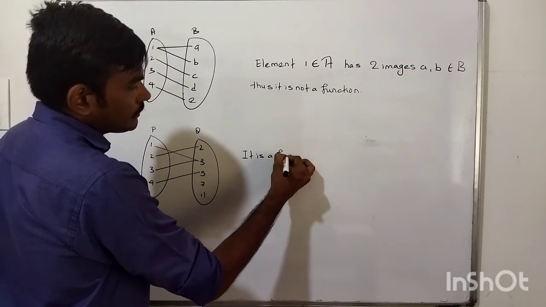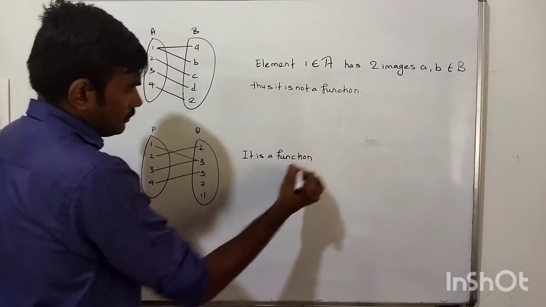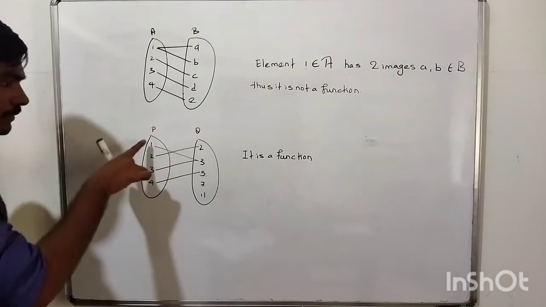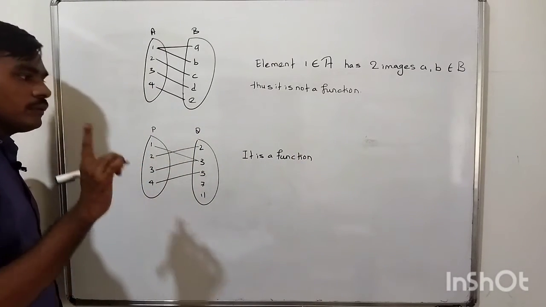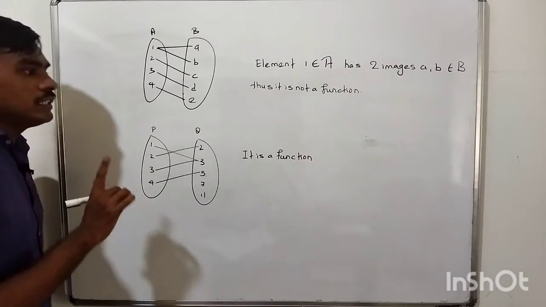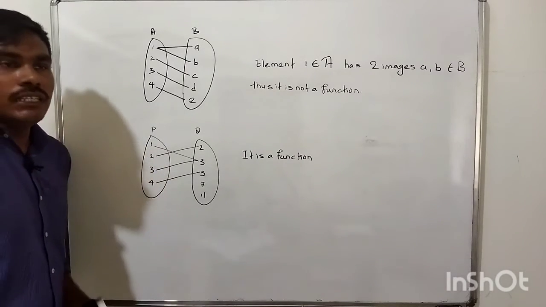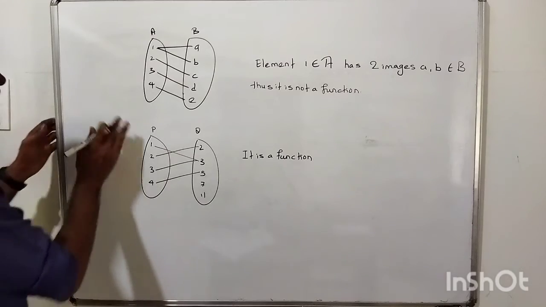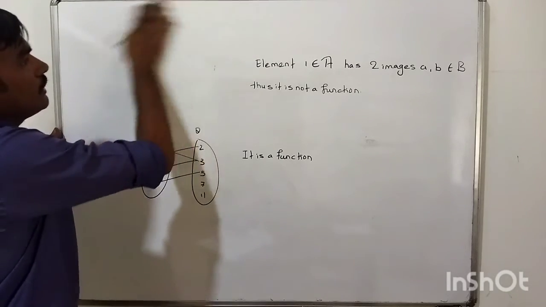Just remember, you have to check the first set, and in the first set each element should have minimum one image, maximum one image. Then only it can be called a function. Remember. Third one I'll write here.